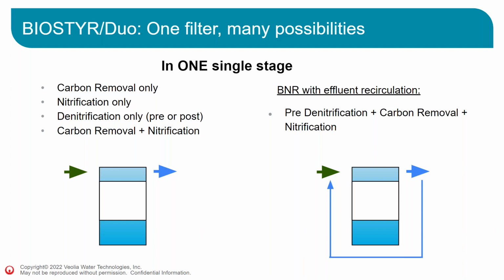It's also possible, in one single stage, to add pre-denitrification by recirculating the effluent charged with NO3. So you have an anoxic zone at the bottom of the cells that will allow the denitrification, and then you'll have aeration to get to the nitrification and/or carbon removal.